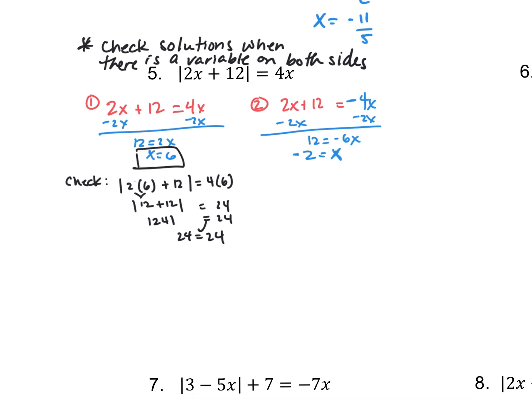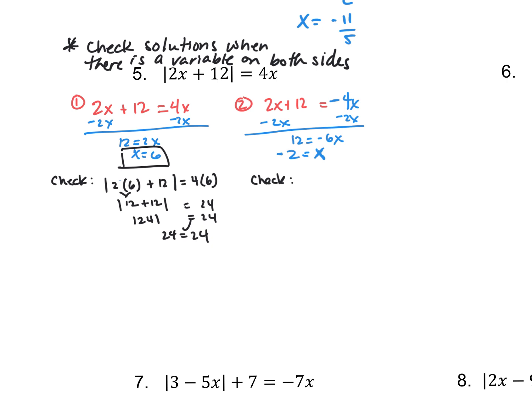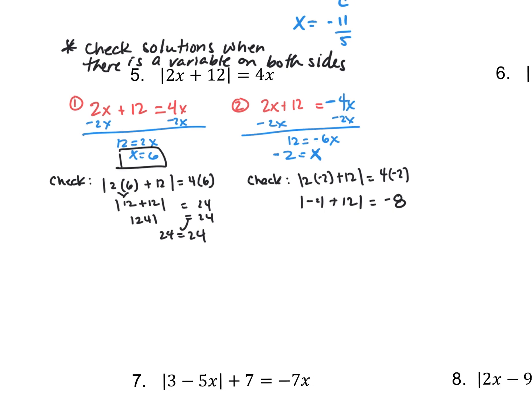Now let's try negative 2. So we're going to check here. This does take room, so make sure you have room to write things. So if I do 2 times negative 2 plus 12, that has to equal 4 times negative 2. So I'm just going to write negative 4 plus 12 equals a negative 8. Now I can stop right here because based on question number 4, let's zoom in a little on that.